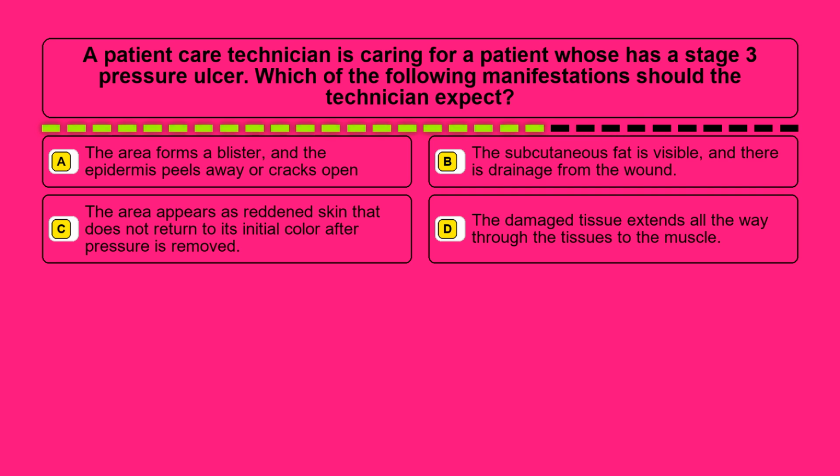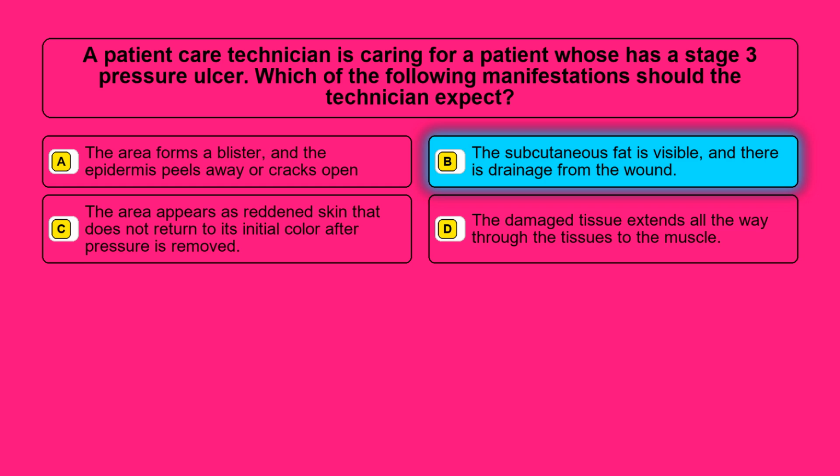Option A, the area forms a blister, and the epidermis peels away or cracks open. Option B, the subcutaneous fat is visible, and there is drainage from the wound. Option C, the area appears as reddened skin that does not return to its initial color after pressure is removed. Option D, the damaged tissue extends all the way through the tissues to the muscle.